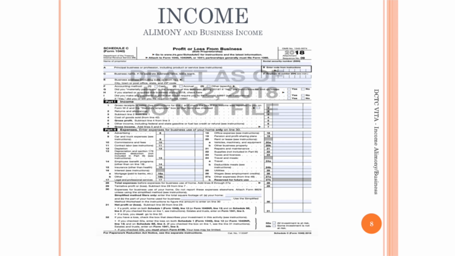A through E deals with the entity information. F through J deals with the cash method of accounting, along with some other questions. And then Part 1 is the income section. Both cash as well as income received from the Form 1099 miscellaneous go in Part 1. Part 2 is the expenses section.